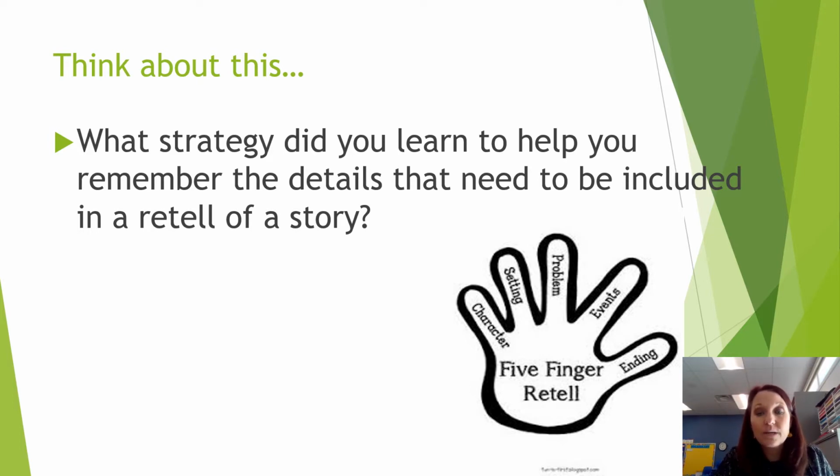In the 5-finger retell, it reminds us to include who the most important characters are, the setting of the story, that means the place or the time it could be, the problem that the characters are having, the events, so things that happen after we have the problem, and then the ending of the story, which usually is where the action happens, and sometimes a lesson or a moral of a story is learned.